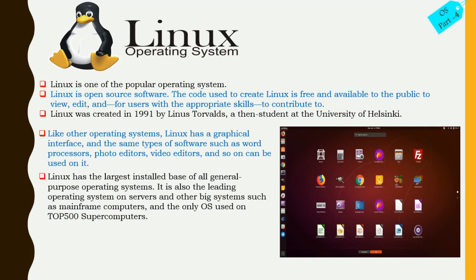Linux has the largest install base of all general purpose operating systems, and it is also the leading operating system on servers and other big systems such as mainframe computers, and the only operating system used on the top 500 supercomputers. So you can think how powerful the Linux operating system is. The top Linux operating systems are Ubuntu, Fedora, OpenSUSE, then Red Hat, and many more. So these are some top versions of Linux operating system.